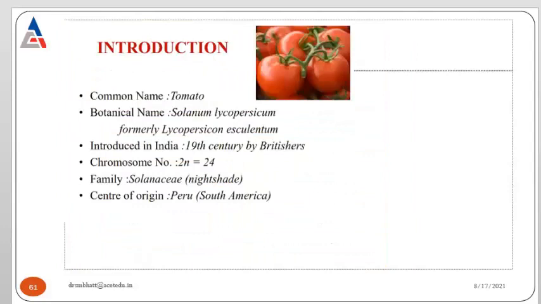Common name is tomato, botanical name is Solanum lycopersicum, formerly known as Lycopersicon esculentum, but the new name is Solanum lycopersicum. Introduced in the 19th century, chromosome number 24, Solanaceae family, center of origin in Peru. There are various other species.